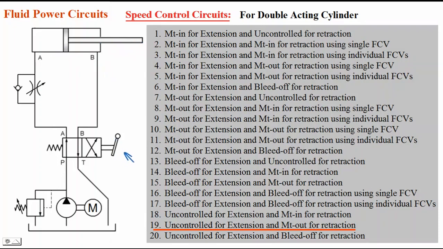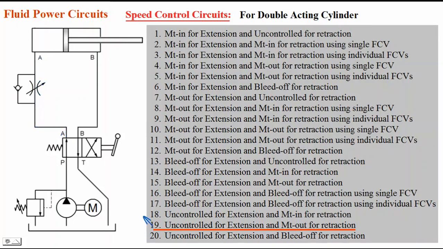For retraction, I will keep the lever in the other position. P to B, A to T connection is made. Oil is flowing to the B port of the cylinder, and oil which is there on the other side of the piston is flowing out, and it is flowing through the flow control valve. It can't flow through this check valve. It has to flow through the flow control valve. Oil which is coming out during retraction from the cylinder is flowing through the flow control valve. That's why it is meter out during retraction.